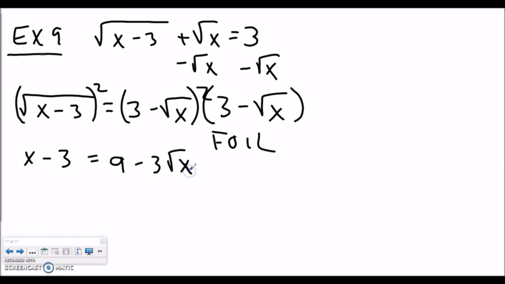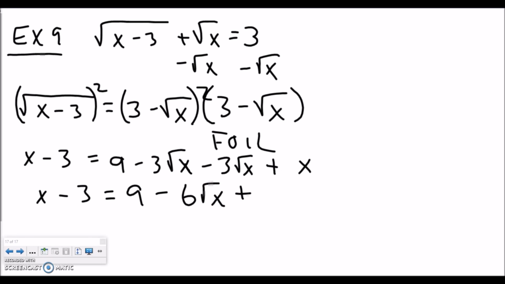You know how to multiply with square roots. Our inner, negative square root of x times 3 is negative 3 square root of x. And our last, be careful here, negative square root of x times negative square root of x is positive. Negative times negative is positive. Square root of x times square root of x is just x. So now we have x minus 3 equals 9 minus 6 square roots of x plus x. And this should look sort of like examples 3 and 4.